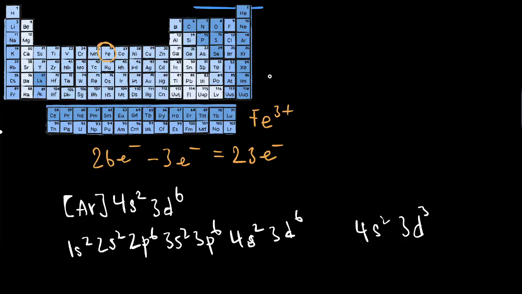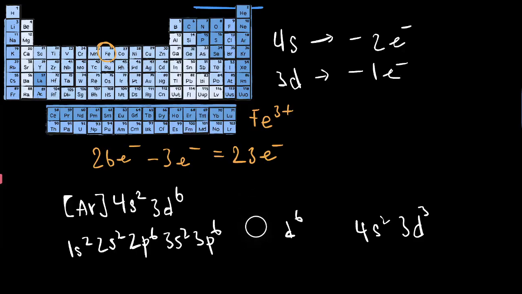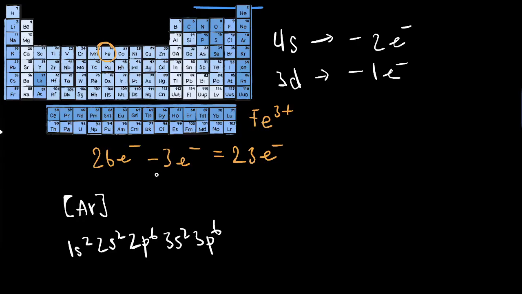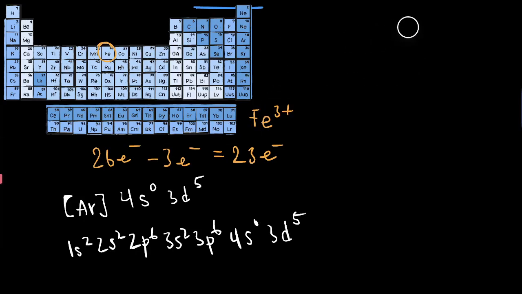And so what we would end up doing is, from our 4s, we would take away 2 electrons, and from the 3d, we would take away 1 electron for a total of 3. And so what we would end up getting here would be 4s0, since we take away 2, and 3d5. 4s0, 3d5. And that is what we're going to be using when we now draw our orbital diagram.